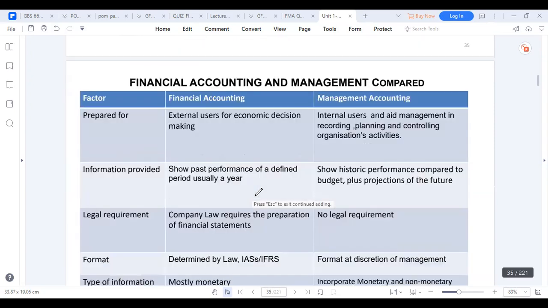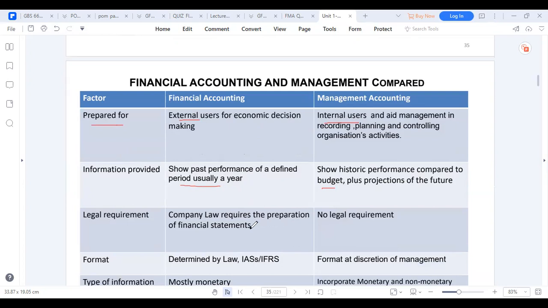So when you look at this table, it distinguishes and compares the two, financial and management accounting. So for the factor of who it is prepared for, financial accounting is for external users, whereas management accounting is for internal users. Information provided here for financial accounting is used for a period of a year, but this one is used to look at performance, which is compared to a budget that has been projected for the future.